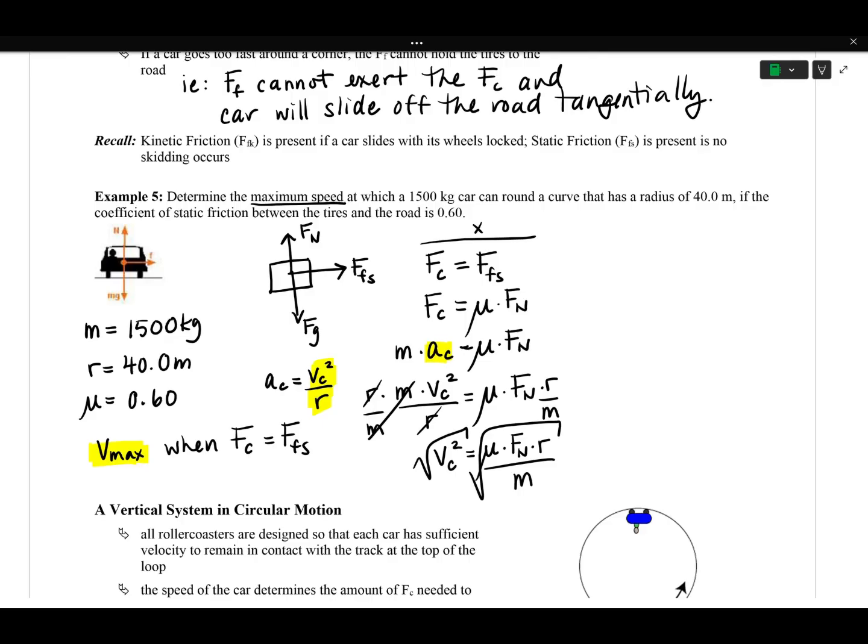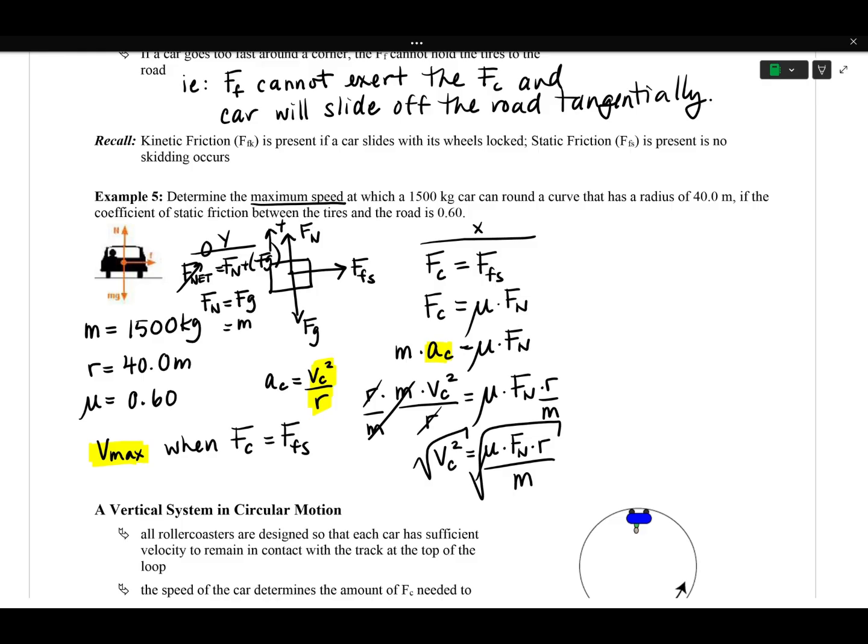Okay, so now we have to look at this and say, well, wait a second. I don't know the normal. How am I going to solve for my normal force? So that's where I'm going to take a look at my y. In my y, my F net is equal to, and let's say up is positive, F_N plus the negative F_g. And again, these F net statements are important, so you have to write them down. F net in the y is 0 because the car is not moving in the y direction.